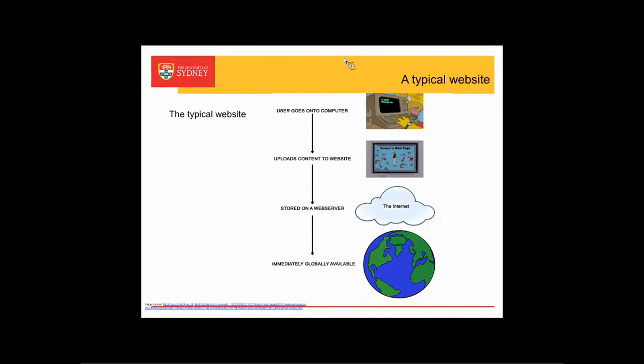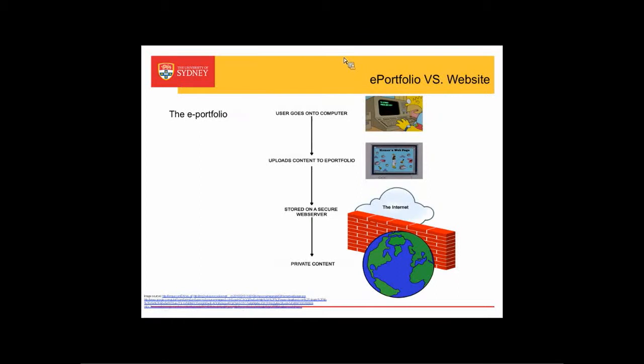So a typical website, and I thank John here for these graphics, is, as you can see there, we look in our computer, we upload to a website, we store on a web server of some kind, usually a cloud, and then it immediately goes global. Now, there's nothing wrong with that. That's a very usual way of practicing, and pretty much social media works that way as well.